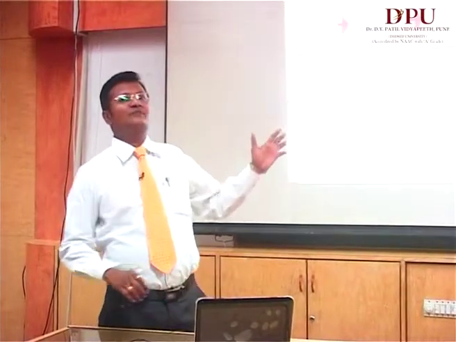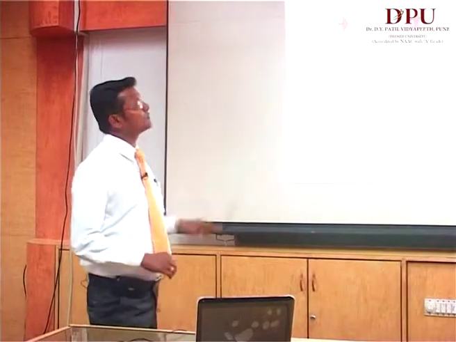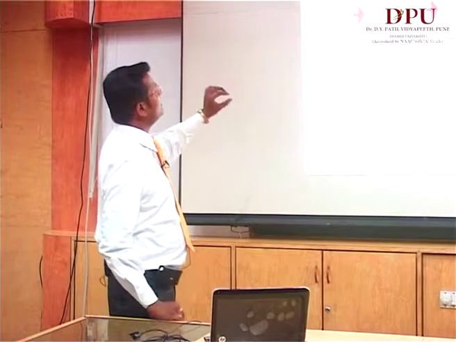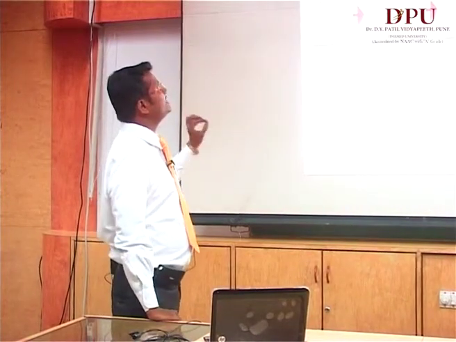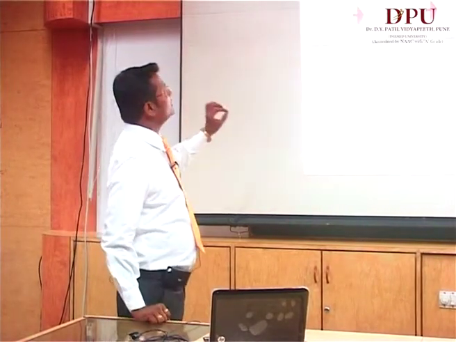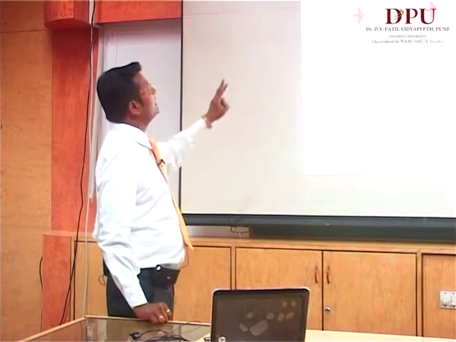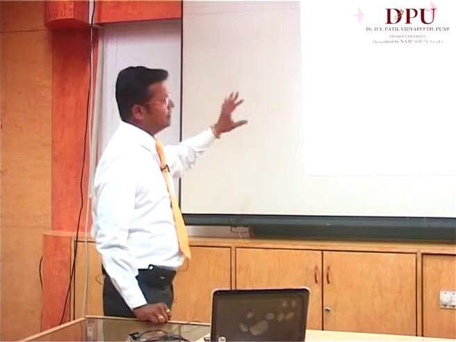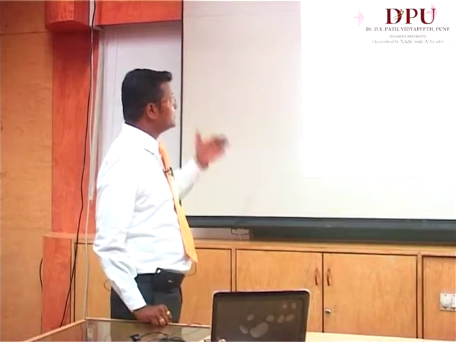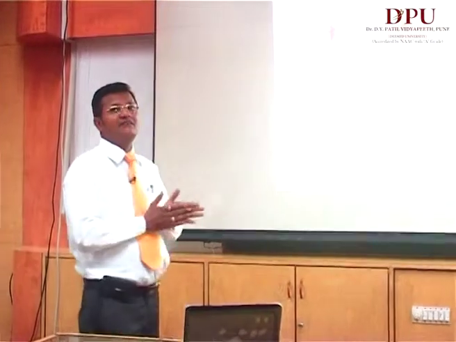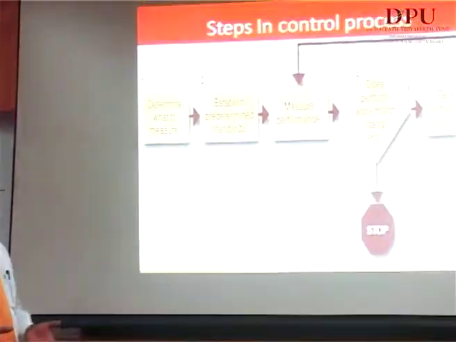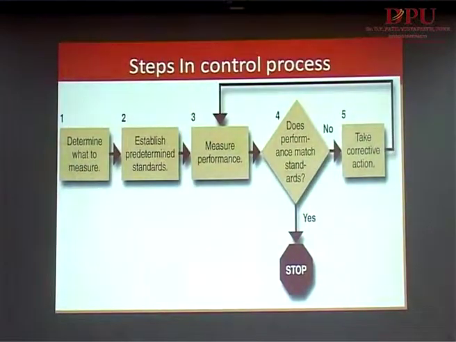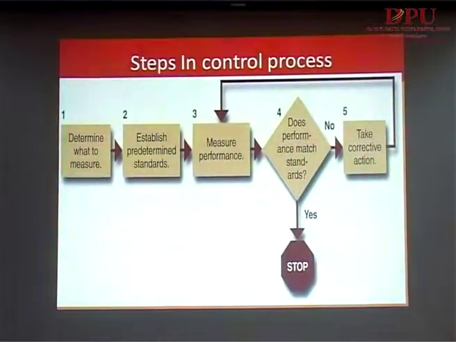Then the steps in the control process. Now this is the chart. If you look at the first step, it is to determine what is to be measured. Then establish predetermined standards. Management has to establish the predetermined standard, that if we have to do this kind of activity, then the activity should be done in this way. So accordingly they have to set some standards.